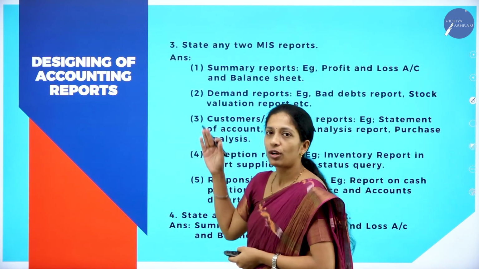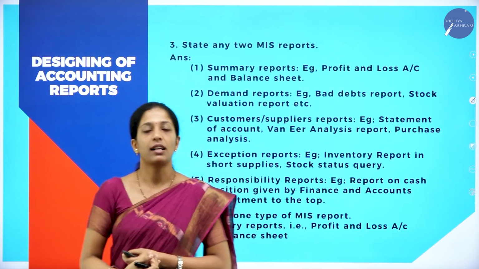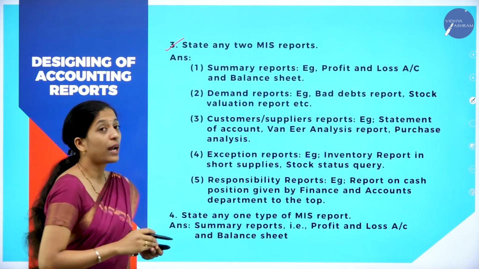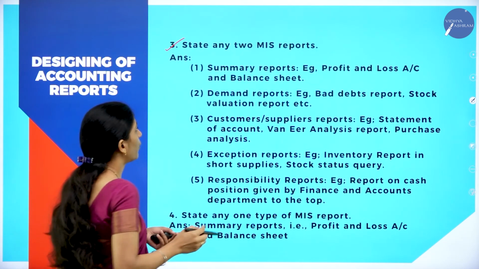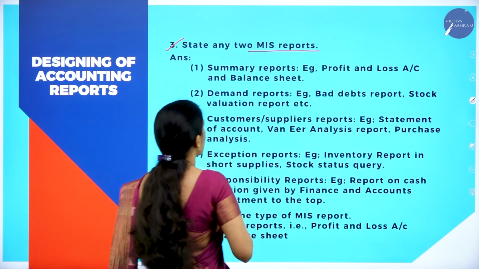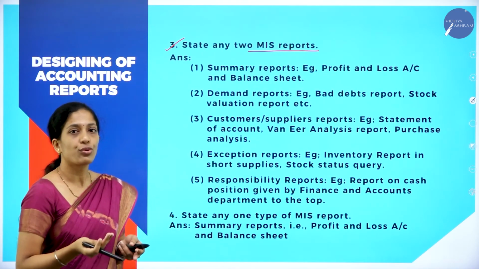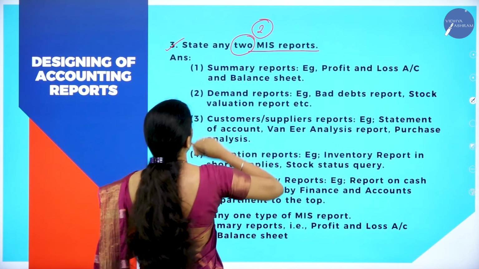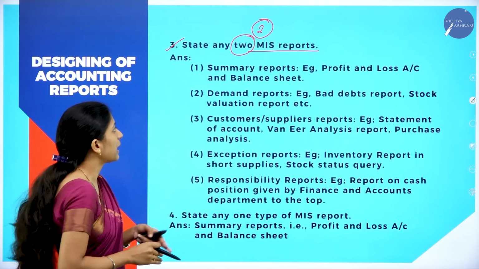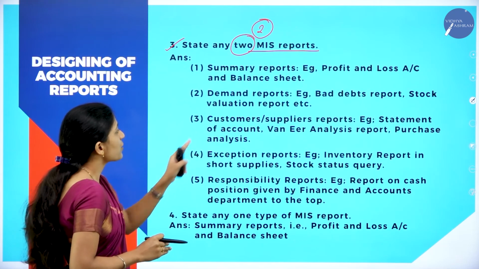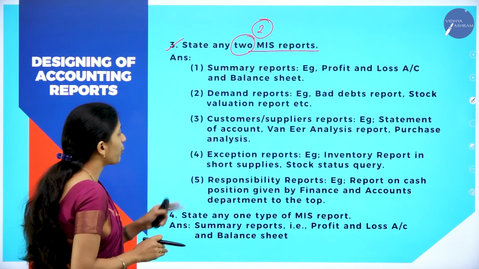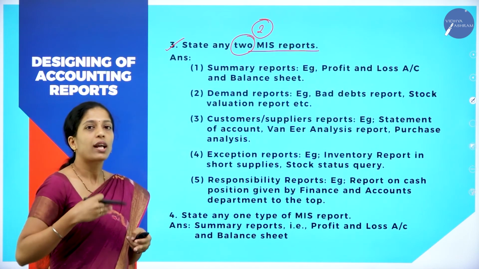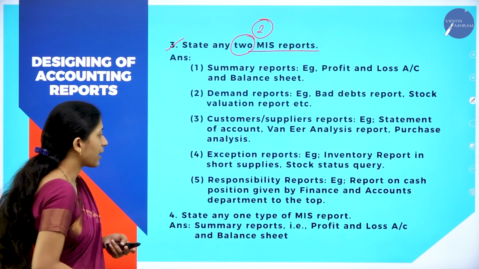A few more questions you can expect under designing of accounting report. The third question: state any 2 MIS reports. We have already discussed all the MIS reports, so you can write any 2 for 2 marks. You can write about summary report, demand report, customer or suppliers report, exception report as well as responsibility report. Any 2 will be asked for 2 marks.